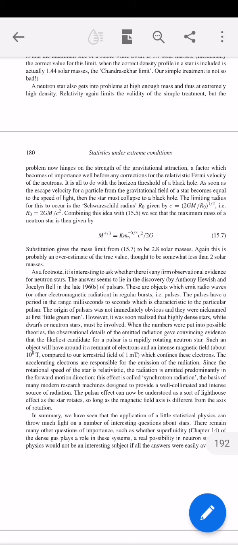So it's speculation at this point. When the numbers were put into possible theories, the observational details of the emitted radiation gave convincing evidence that the likeliest candidate for a pulsar is a rapidly rotating neutron star. Such an object will have around it a remnant of electrons and an intense B field, orthogonal to E field, obviously, of around 100 million Tesla, sorry. Whoa, that is very intense. Like, that's 11 orders of magnitude higher than what Earth has around it.